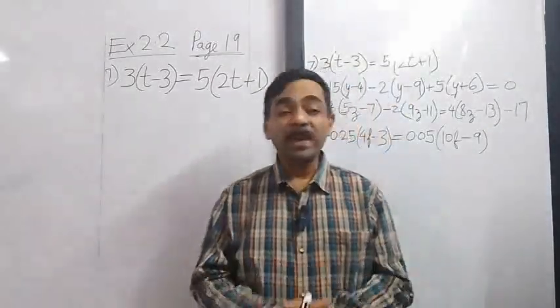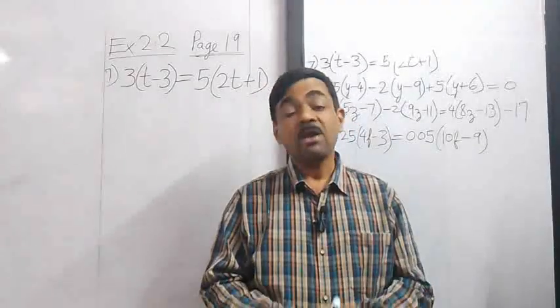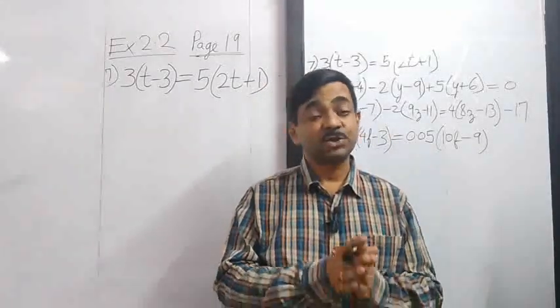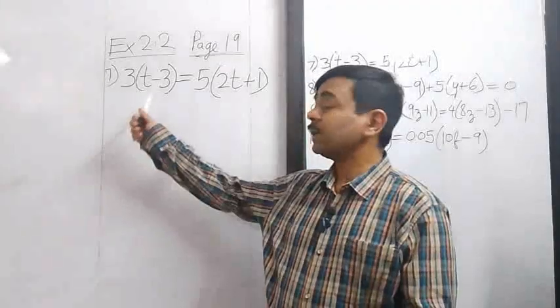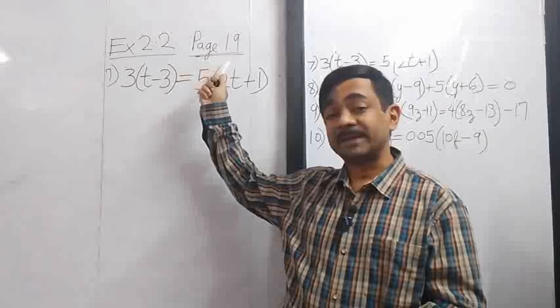So people, we have started the chapter linear equations in one variable. We have proceeded with the exercise 2.1 and today we are continuing with exercise 2.2, which is page number 19.